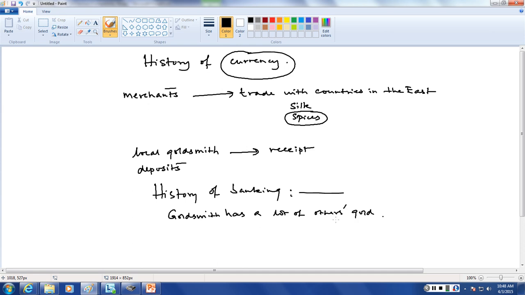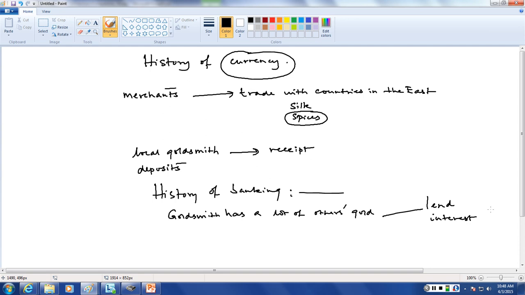He can lend out this money and earn interest. This is the opportunity that he sees for himself. You see, he can take this money or some of it and he can lend it out and charge interest.